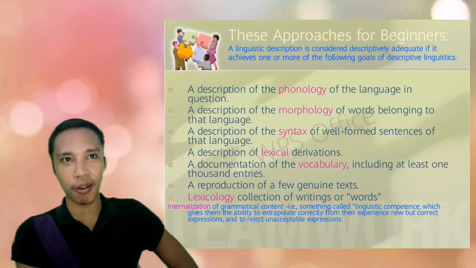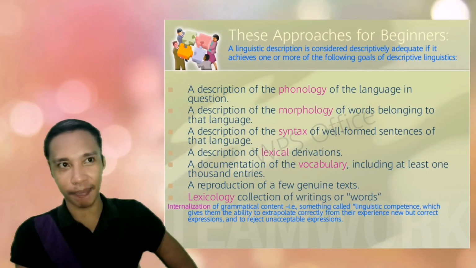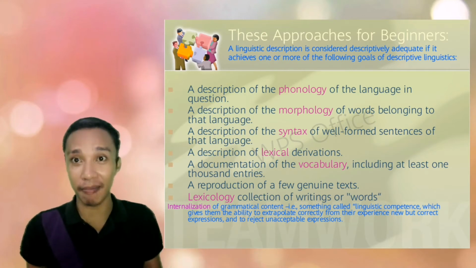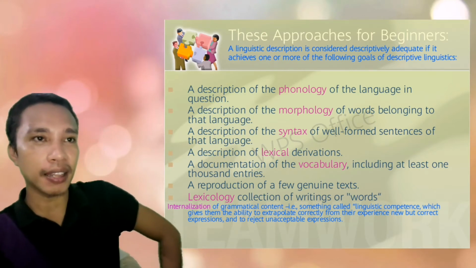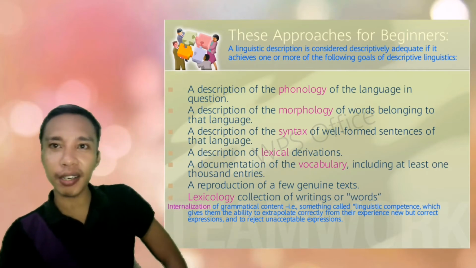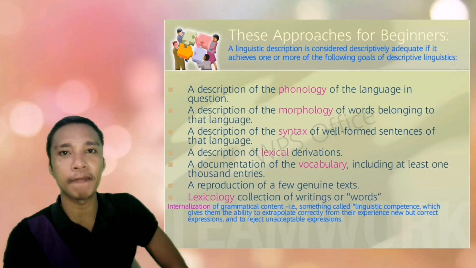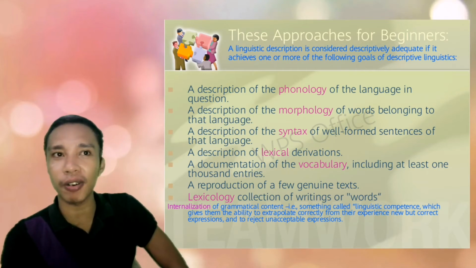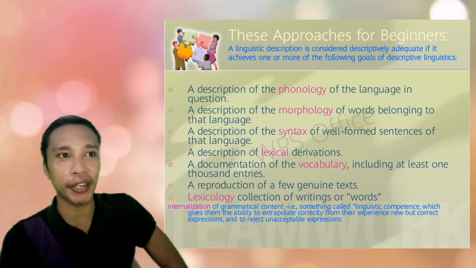So a description of the phonology of a language in question. So you can use this approach to better understand language. Okay, so a linguistic description is considered descriptively adequate if it achieves one or more of the following goals of descriptive linguistics. So maybe you can try doing this. A description of the phonology of the language in question. So if you could give us the phonology, or how a certain word should be pronounced, you come up with that kind of study.